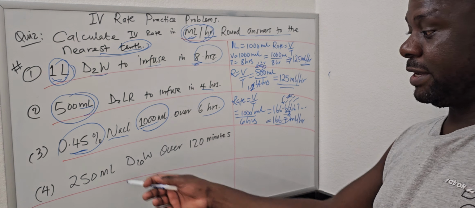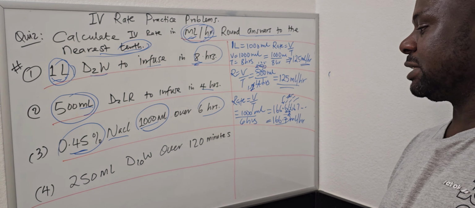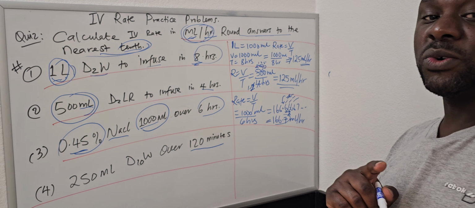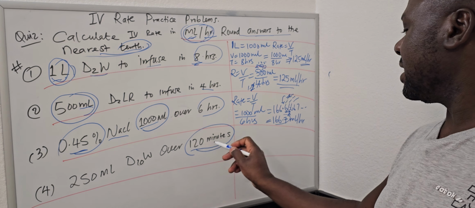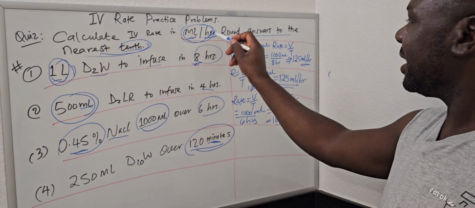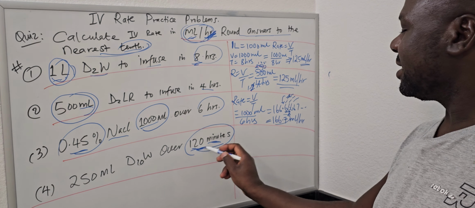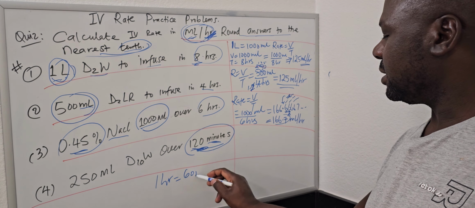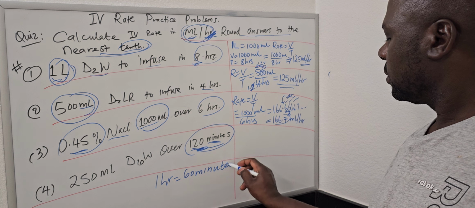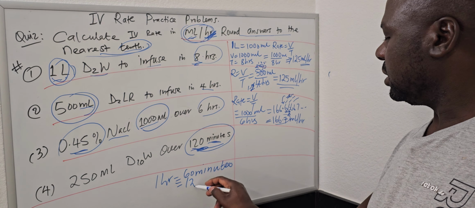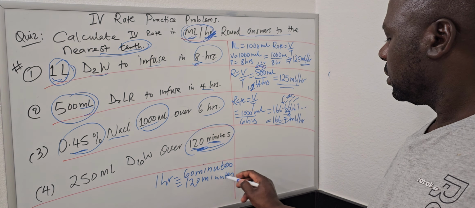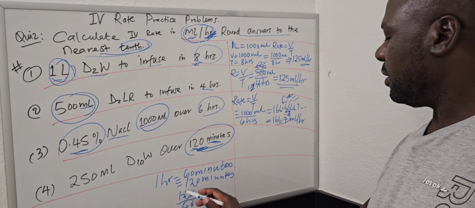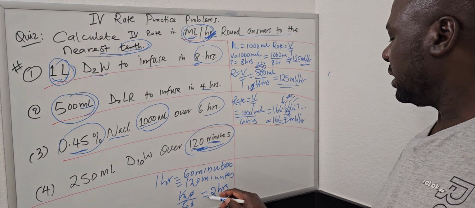The last question, very easy. It says 250 milliliters of this liquid or solution over 120 minutes. Look, there's a trick here. They have given us minutes instead of hours, and the answer should be in hours. So change this into hours. Basically, 1 hour is equal to 60 minutes. So what about 120 minutes? That means 120 divided by 60, which gives you 2 hours. And this is our time.